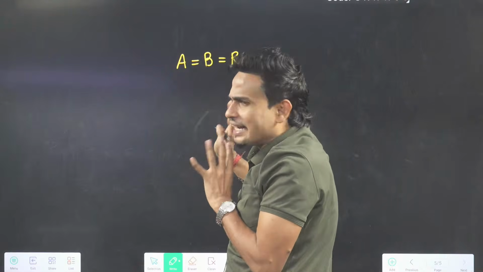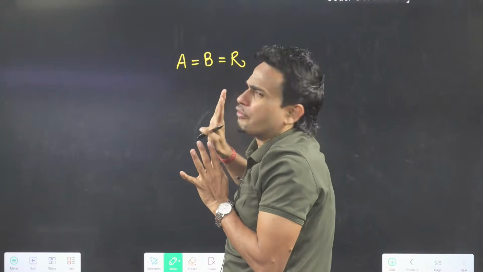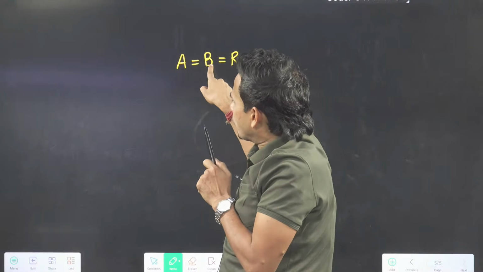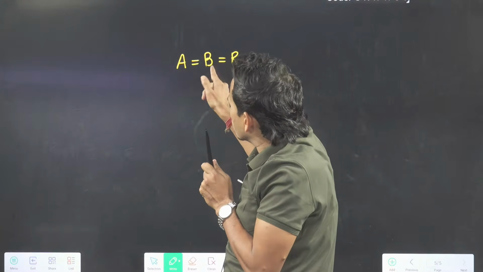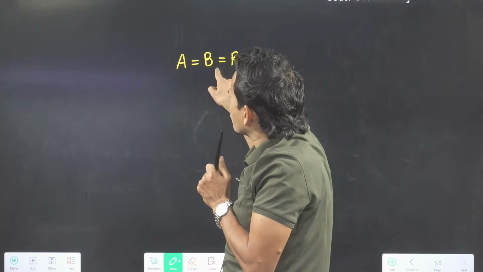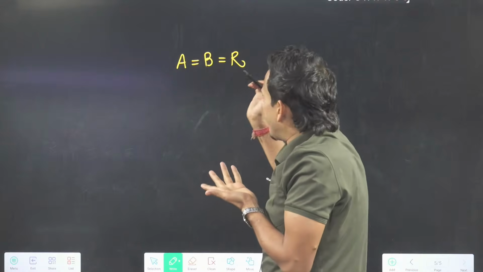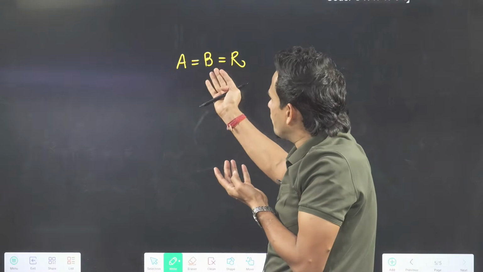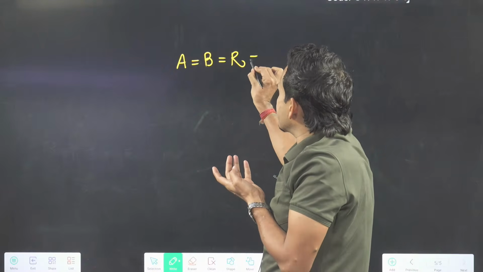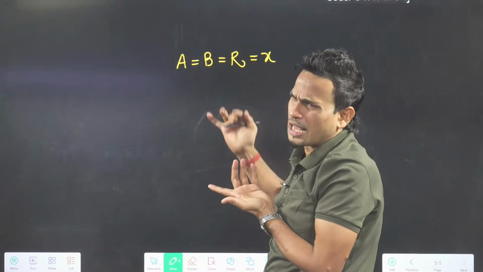I am not writing anything else. I am just writing that question in the form of equation. Two vectors of equal magnitude means A bar and B bar are equal. Gives resultant also of same magnitude means R bar is also same as A bar magnitude and B bar magnitude. So A is equal to B, B equal to R. And let's assume this to be X.